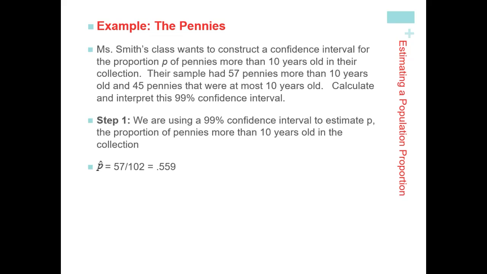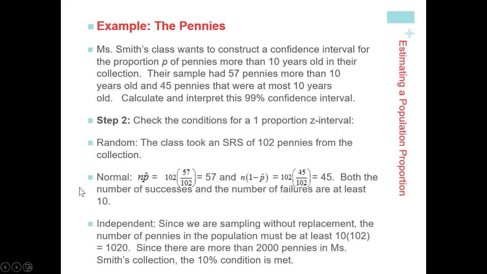Step 2, you're going to check your conditions. So random, normal, and independent. I'll give you a few seconds to try that before I show you. Okay, here they are. Here are the conditions for a 1 proportion z interval, which is the only interval that we've been looking at so far.